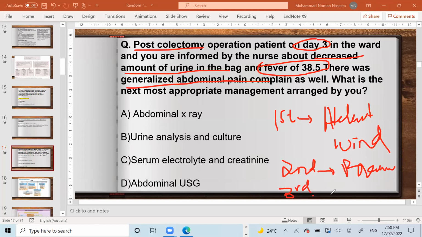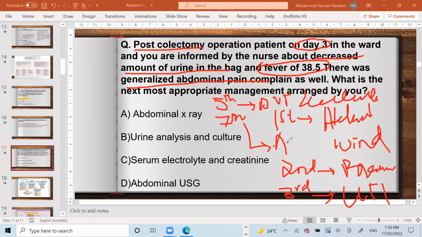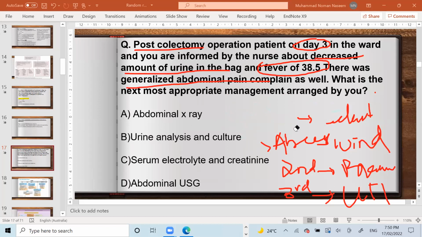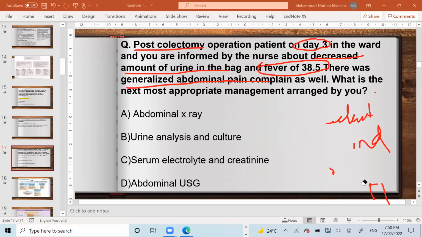Third day, if the patient is having decreased amount of urine or burning sensation, then it's the UTI. Fourth or fifth day, patient is having fever plus pain in the legs, then you think about DVT or cellulitis. Sixth or seventh day, patient is having high-grade fever and abdominal pain, think about abscess. So you need to remember the sequence of the post-operative day 1 fever causes, day 2 fever causes, day 3 fever causes, and the significant symptoms along with it.